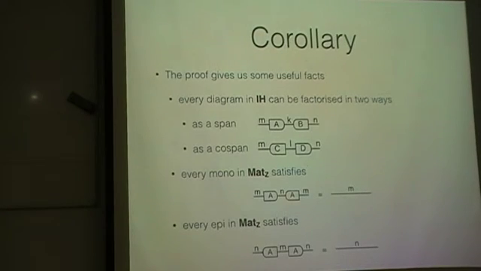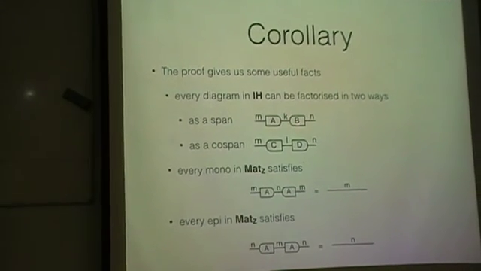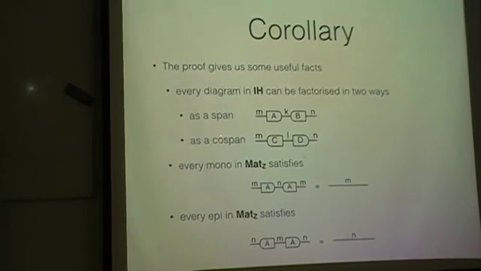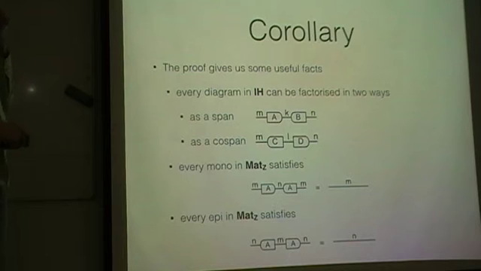In particular, we know from the proof that every diagram in the theory of interacting Hopf monoids can be factorized in two ways. Okay, we can think of it as a span where A and B are matrices. So I've got this the wrong way. This is a cospan, this is a span. So we can think of it as a span, or we can think of it as a cospan, where A, B, C and D are matrices. Plus we get some extra things, basically because of the universal property of pullbacks and pushouts. So every mono in Mat Z satisfies this, and every epi in Mat Z satisfies this.